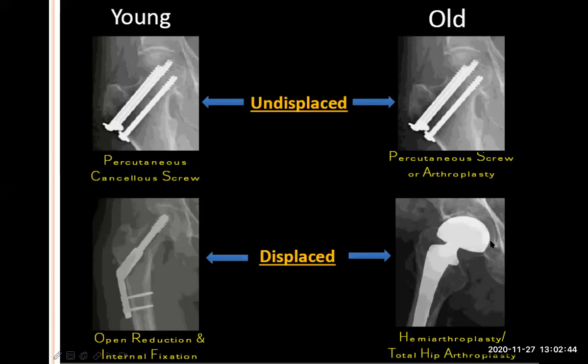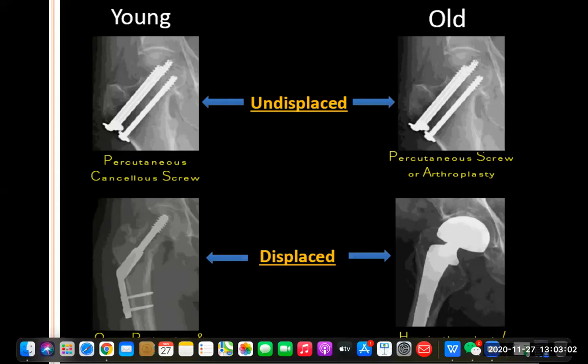Or you can go for this. See there, arthroplasty. This is open reduction and internal fixation by dynamic hip screw. This is called dynamic hip screw. It is attached right on the surface of the bone. So this is open reduction, internal fixation in a displaced fracture. And this is hemiarthroplasty or total hip arthroplasty.